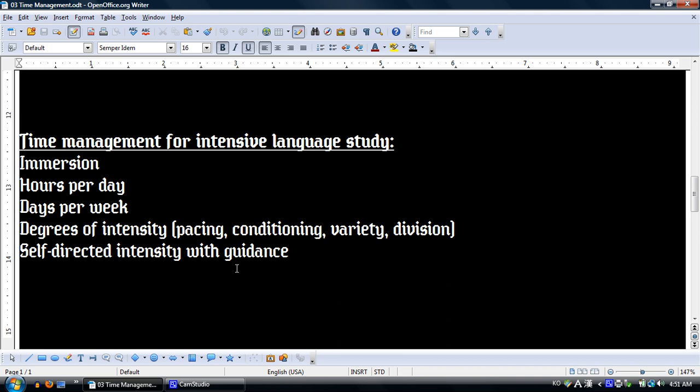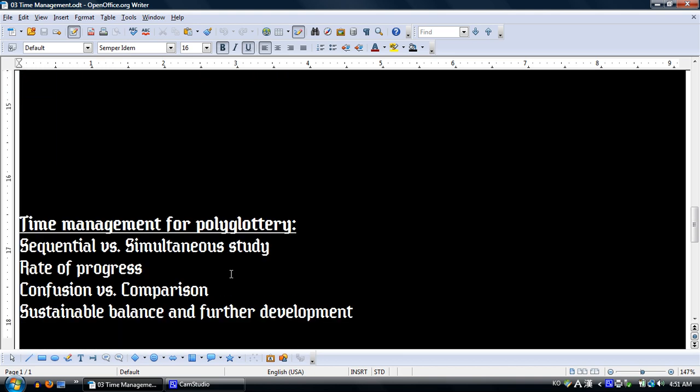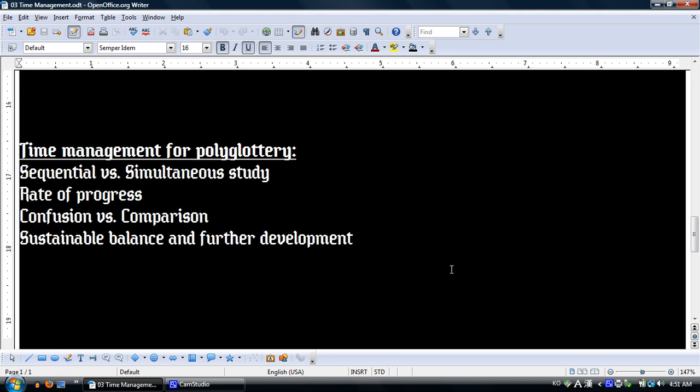And now let's move on to a final topic of interest for language study. That is time management for polyglottery, time management for studying more than one language. I think that most people, when they think about studying a language, if they want to learn 2 languages at the same time, if they're aware of this, they have a conundrum.